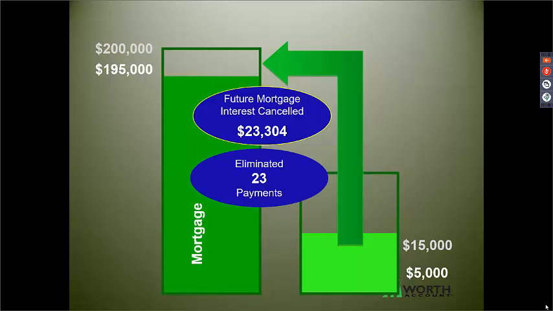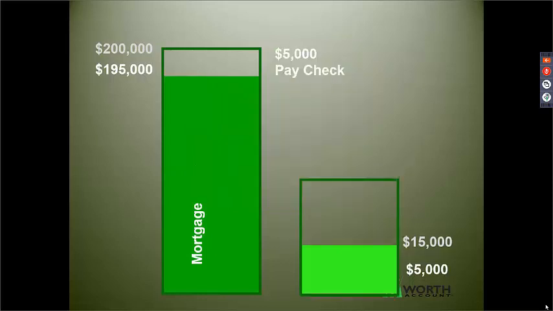Now, you might be saying, well, yeah, but I just borrowed from Peter to pay Paul, and what's even worse is I'm paying 10% over here, and I'm only at 6% on my mortgage. Well, that would be true. If that was the end of the story, it probably wouldn't be a good idea. We wouldn't be talking. But what if you took your paycheck and you deposited it against that balance? Well, that changes the picture completely, doesn't it?